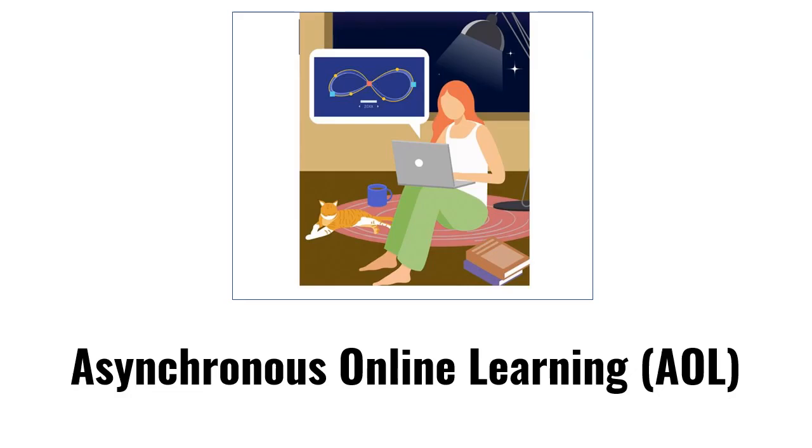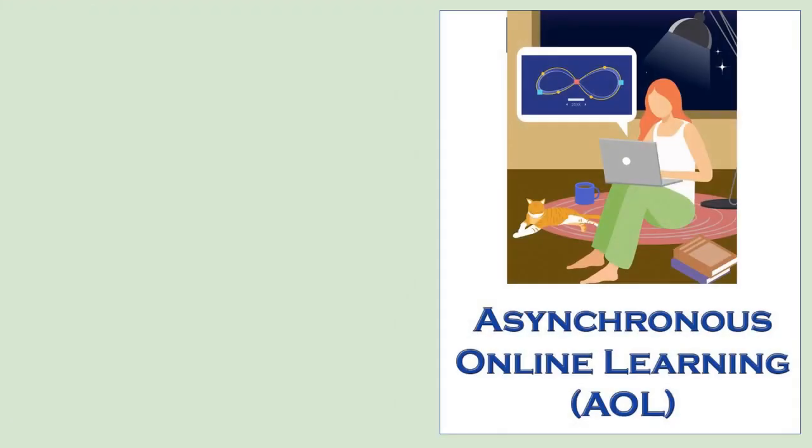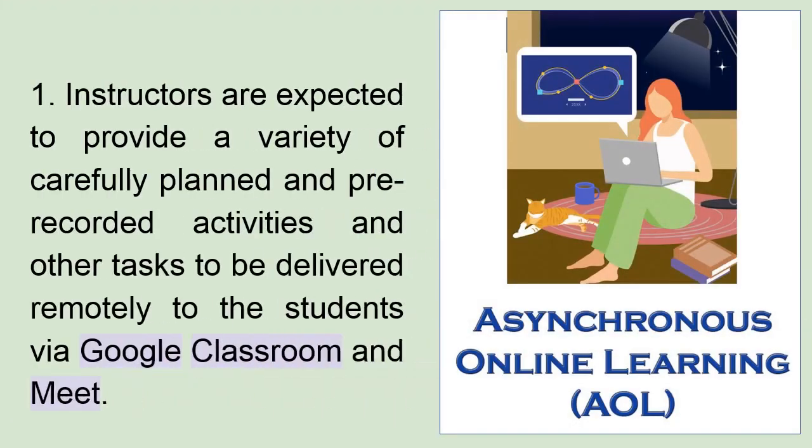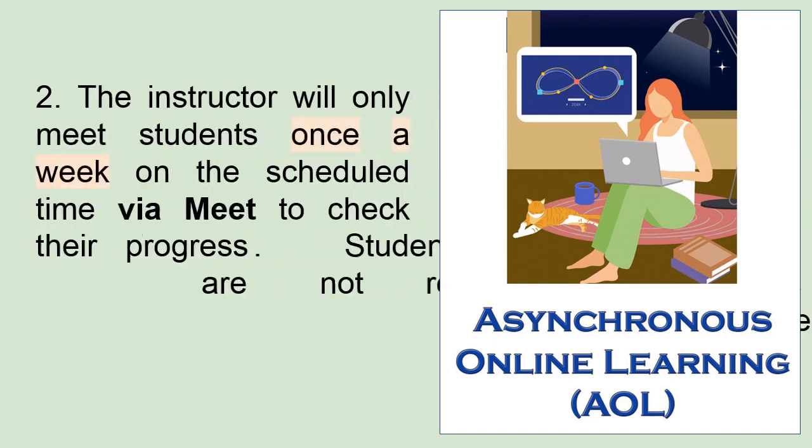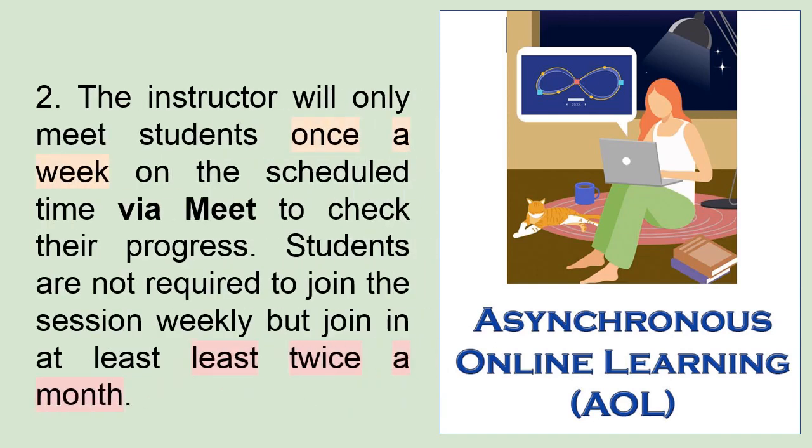Asynchronous online learning or AOL. Number 1. Instructors are expected to provide a variety of carefully planned and pre-recorded activities and other tasks to be delivered remotely to the students via Google Classroom and Meet. Number 2. The instructor will only meet students once a week on a scheduled time via Meet to check their progress. Students are not required to join the session weekly but join in at least twice a month.